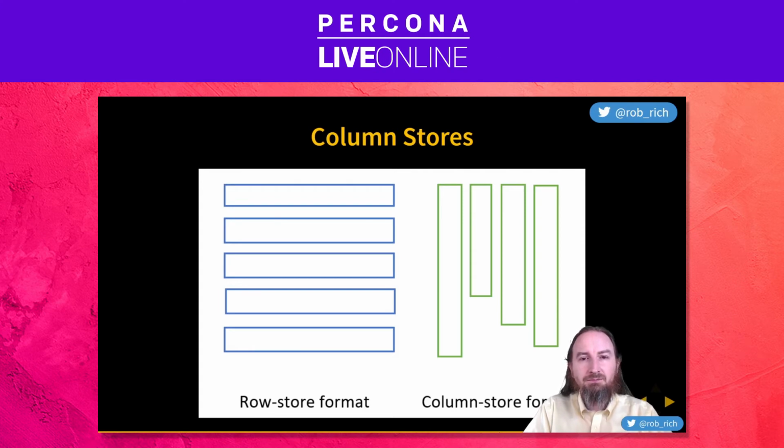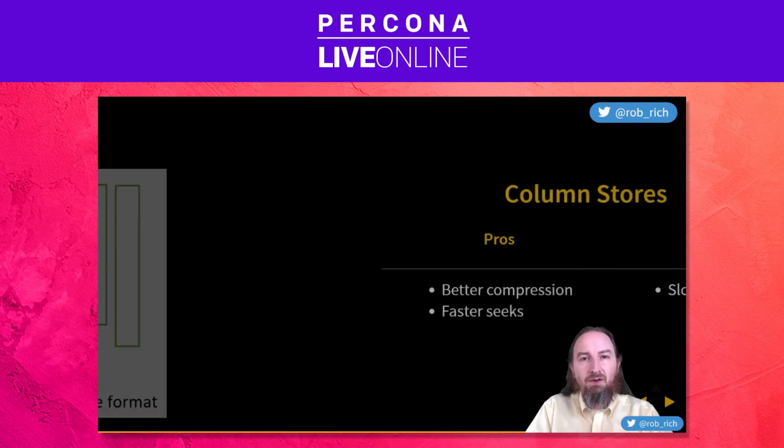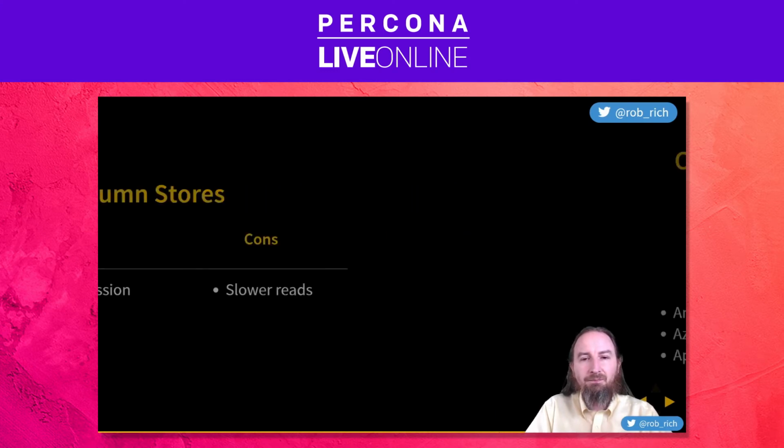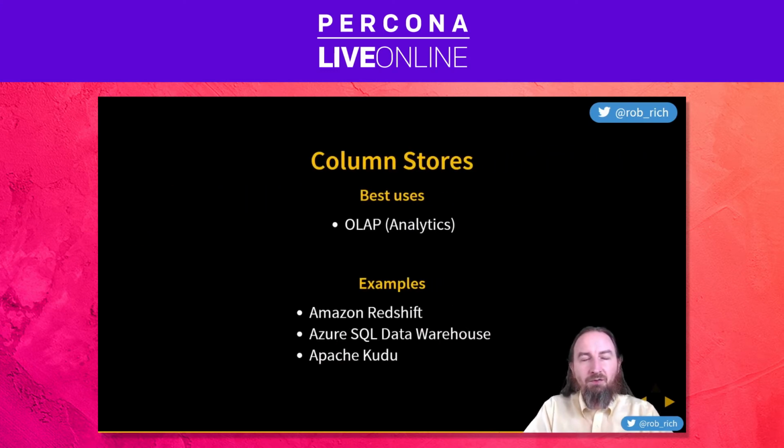associated with that. Column stores are great for analytics because we can quickly scan through data and quickly bulk read data. On the downside, it's not great for transactional systems where we need to do random reads and writes. A column store is great for analytics, OLAP workloads, not great for transactional systems, OLTP workloads. Here's some examples of some column stores.